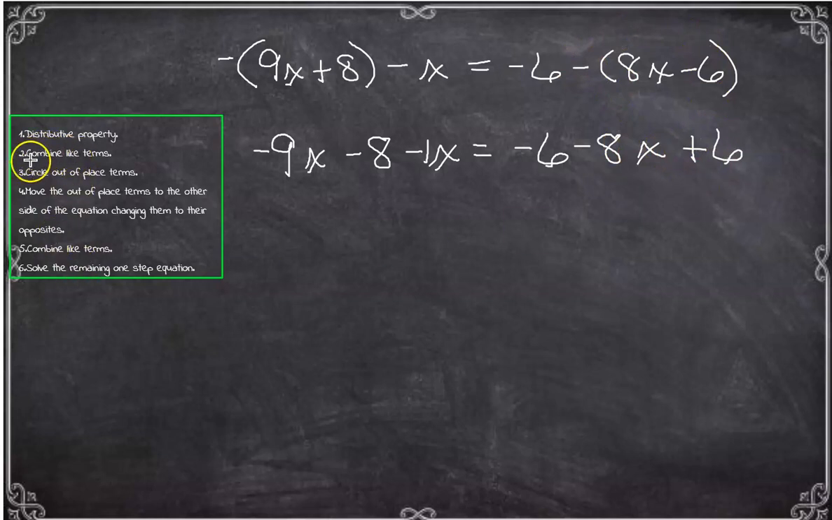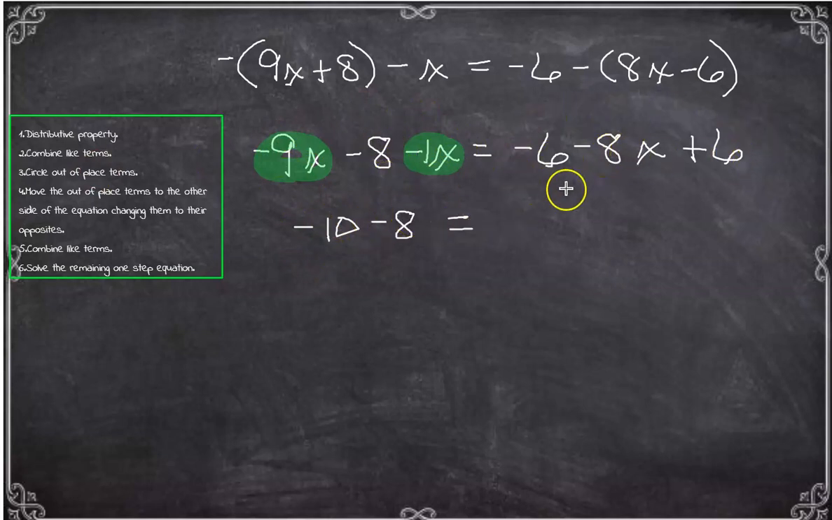The next thing I want to do is combine like terms. So that's step 2, combine like terms. And that's on each side. Don't worry about combining anything from the left side and the right side, but just on each side combine like terms. So on the left side, I have a negative 9x and I have a negative 1x. I need to combine those. Negative 9x and negative 1x is negative 10x, and then just bring down the 8 equals.